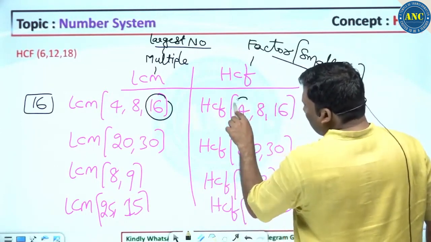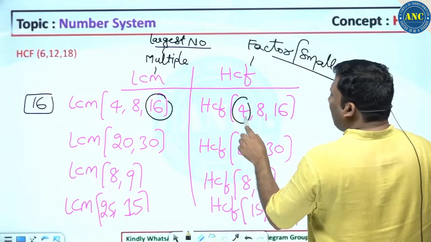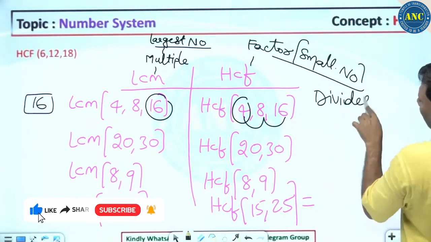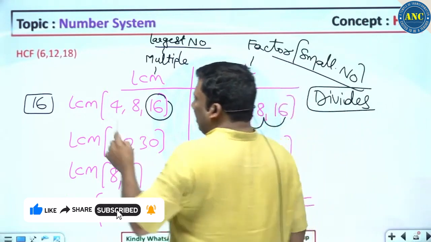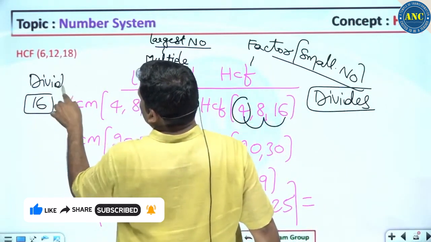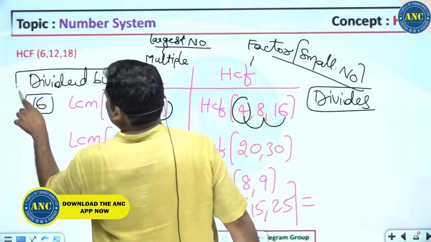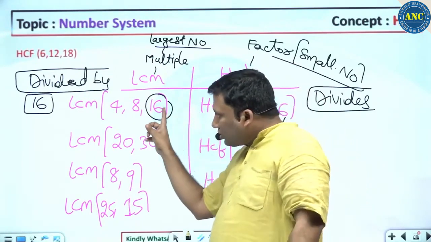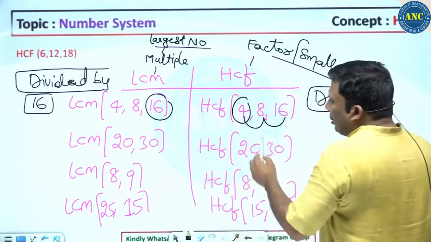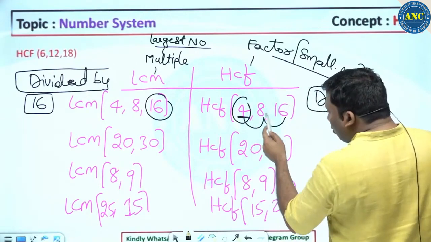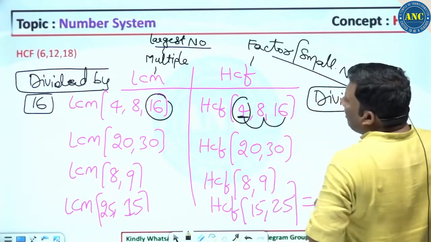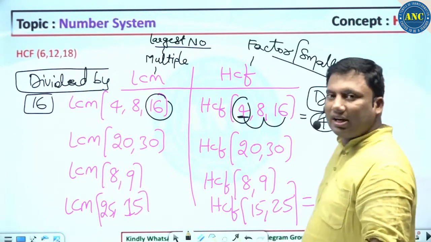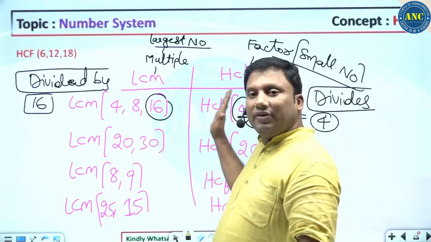HCF, smallest one. So take the smallest one. If the smallest number divides every other number, please remember, it is divides. A factor divides. That is the reason you will find a lot of questions with this wording, divided by. LCM, multiple means largest number. Largest number should be divisible by every other number. HCF is smallest. Smallest should divide every other number. 4 will divide 8. 4 will divide 16. This is 4. I hope the idea is clear. Difference between LCM and HCF.